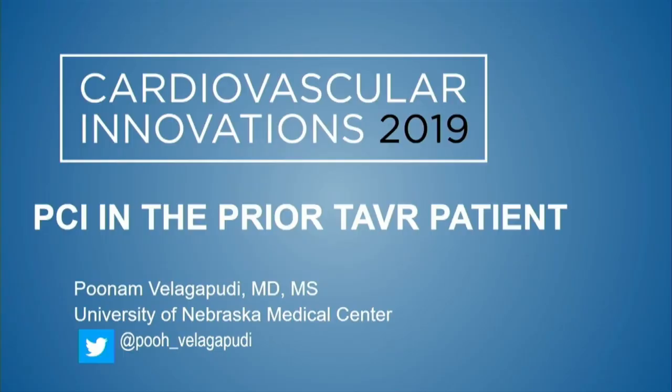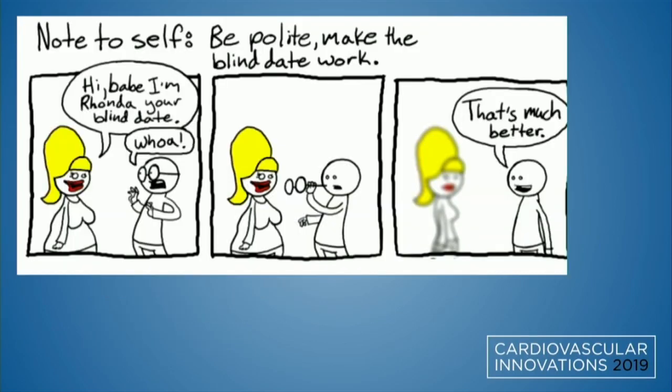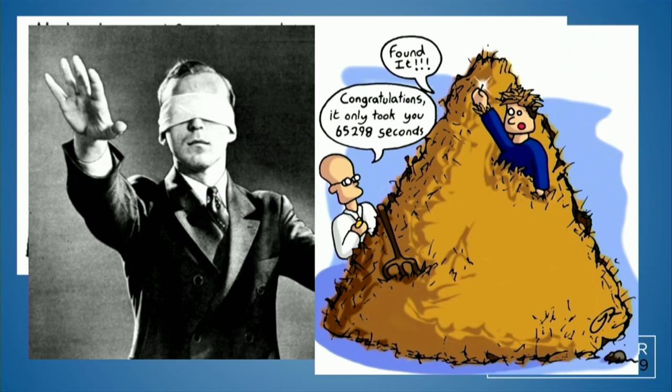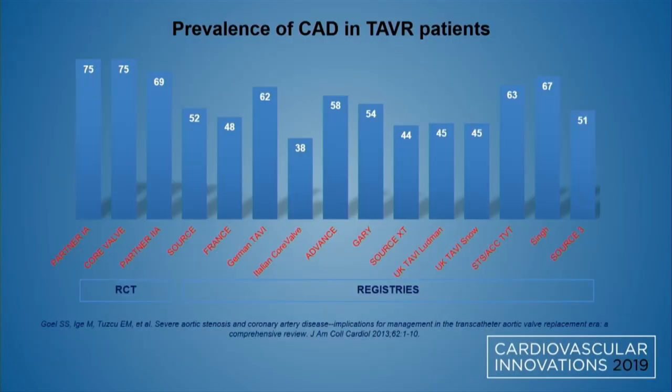I'm going to talk about coronary angiography and PCI in the prior TAVR patients. When I started trying to find these coronary ostia, it felt like going on a blind date, or like being blindfolded and trying to find something in a dark room, or like finding a needle in a haystack. So it really takes understanding the anatomy of the aortic root, the coronary ostia, and the transcatheter valve structure to really get a good hang of what guide catheters to use and how to approach these patients.